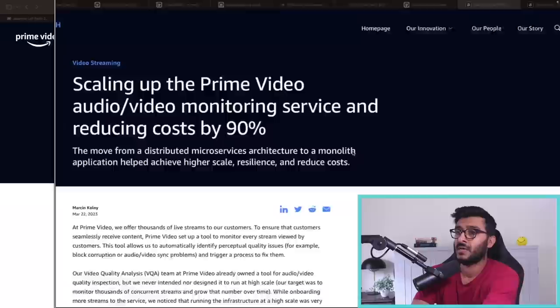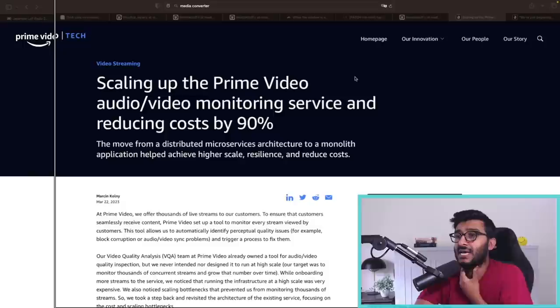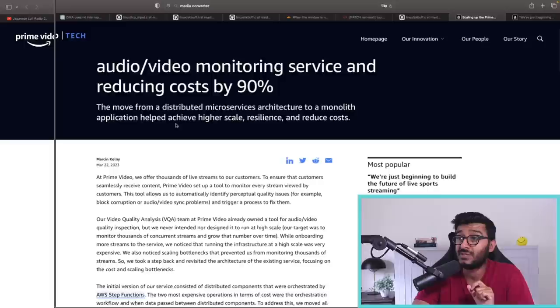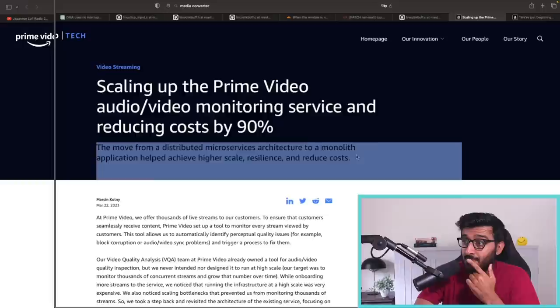How about we read this article and then discuss? So this comes from Prime Video Tech, written by Marcin Kolny: Scaling up the Prime Video audio video monitoring service and reducing cost by 90%. The move from distributed microservices architecture to a monolith application helped achieve higher scale, resilience, and reduce cost. So how did they actually move from microservices to monolith, and how did that happen?